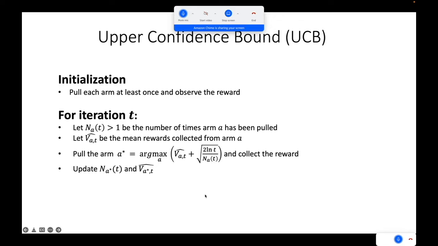So the first term here is exploitation. This is based on what our experience tells us, based on the rewards that we have seen in the past. The second part in the expression is based on exploration. So we are favoring arms which are not drawn a sufficient number of times, okay? Because their n value is quite small.